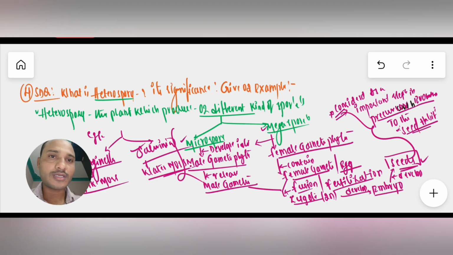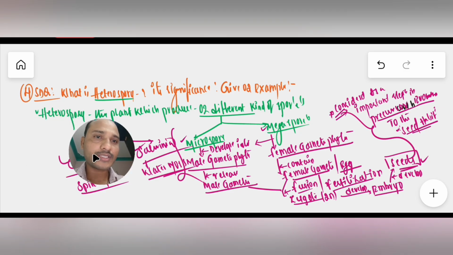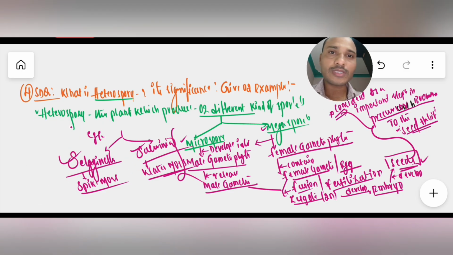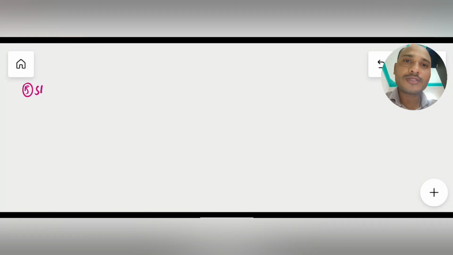So you need to write all these points under what is heterospory and its significance, and give two examples. Okay, that is a quick short answer question.